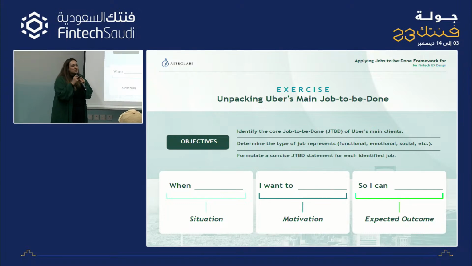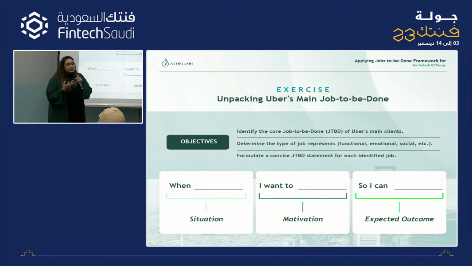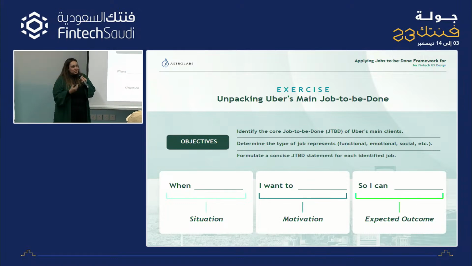Okay, so how does this translate? I'm going to put you on the spot. I'm going to challenge you now. How does this translate into UX design? So if we're designing an app, we're designing a solution, right? A technology. So the app, how does this translate into the design of the app?